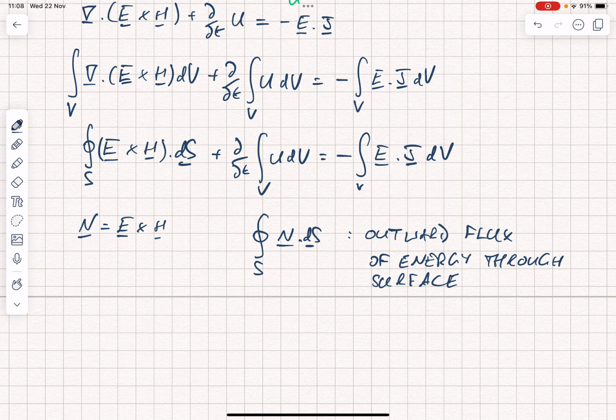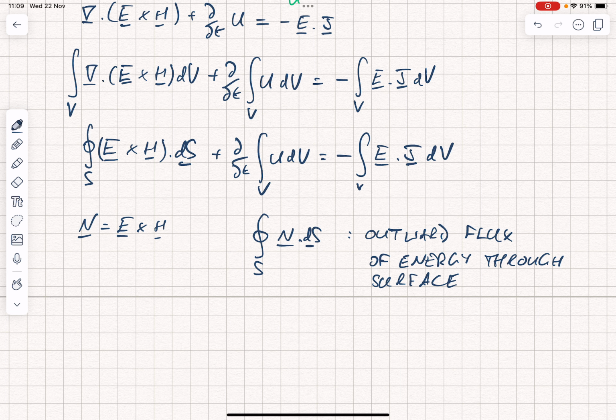And so what we're seeing here is that the three terms in the equation, the first term gives us the outward flow of energy through the surface, the second term gives us the time derivative of the stored energy, and those two between them must be equal to minus the work done by the fields. So if the fields are doing work, then you should be increasing the energy and energy should be flowing in. Sorry, that got a little bit confused.